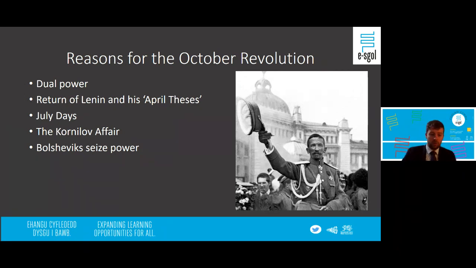The July Days as well, the Kornilov affair, and ultimately the Bolsheviks seizing power through largely a bloodless coup. What they were shown after to look like, well, less of a bloodless coup, but this one was a bloodless coup. Six people, I think if I'm right in saying, were killed, three of which were members of the Bolshevik Party anyway, who were trying to take over.